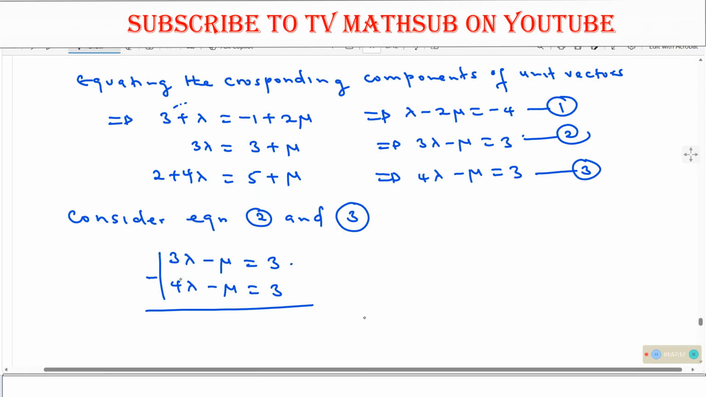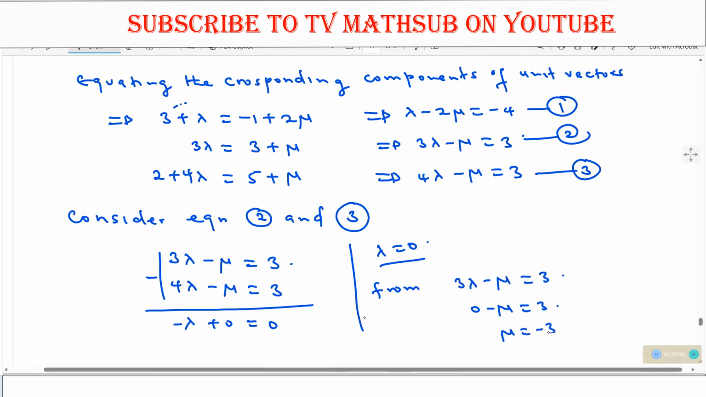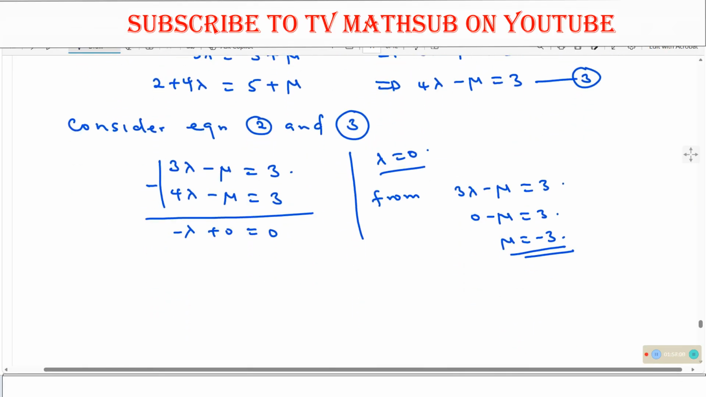We want to eliminate this. So it becomes negative lambda, negative mu minus negative mu is 0, and 3 minus 3 gives us 0. So lambda is equal to 0. Then from 3 lambda minus mu equal to 3, 0 minus mu is equal to 3. So mu is negative 3. So lambda is 0 and mu is negative 3.